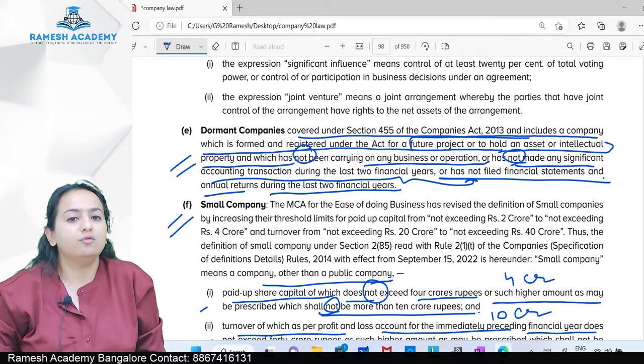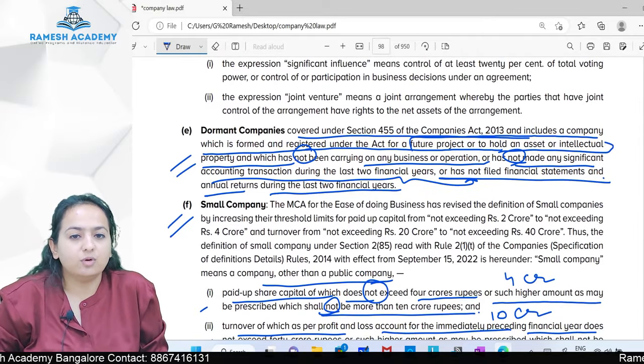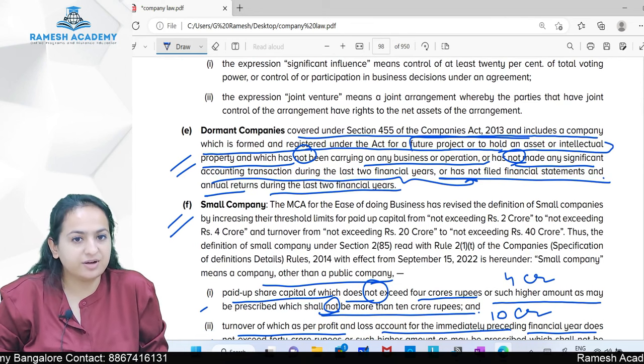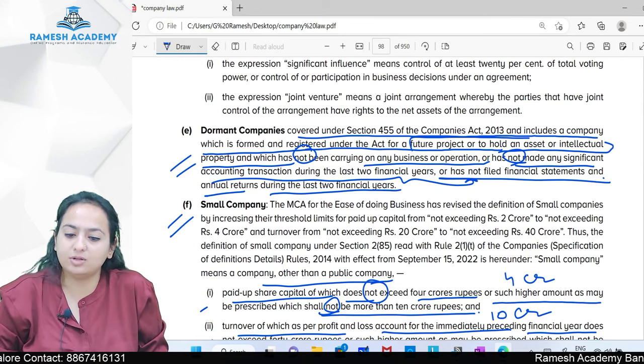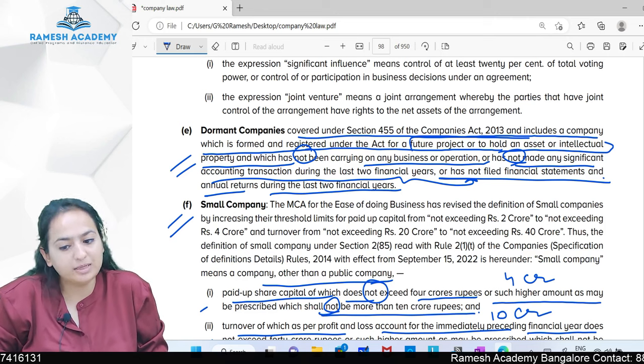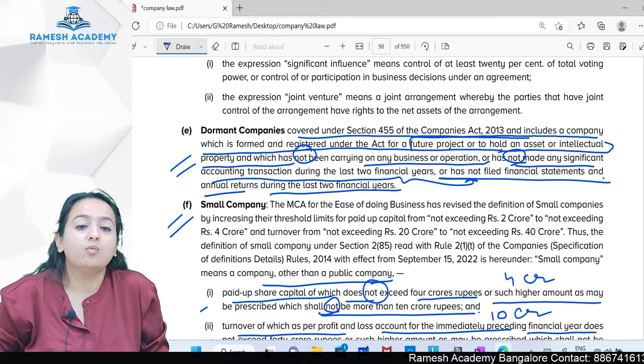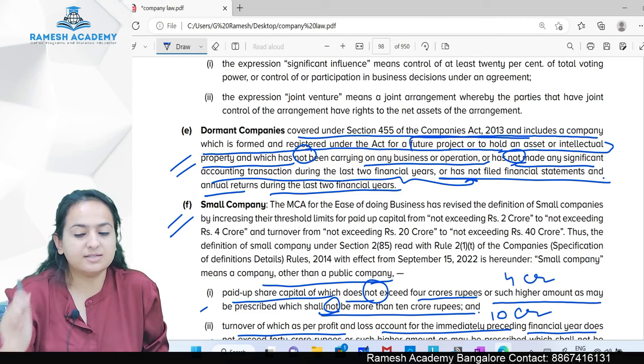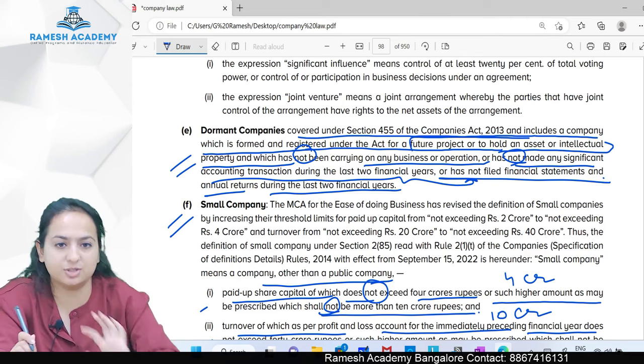Dormant company. Section 455 of the Companies Act defines the dormant company, which is not carrying on any business or operation and has not had a significant accounting transaction for 2 years, or it has not filed its financial statements for 2 years or annual return for the last 2 years.